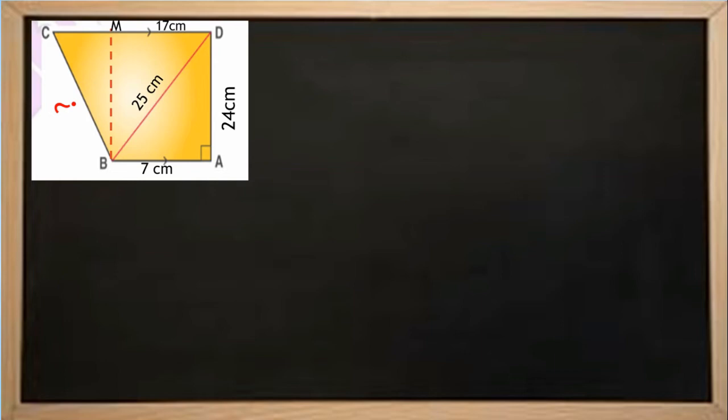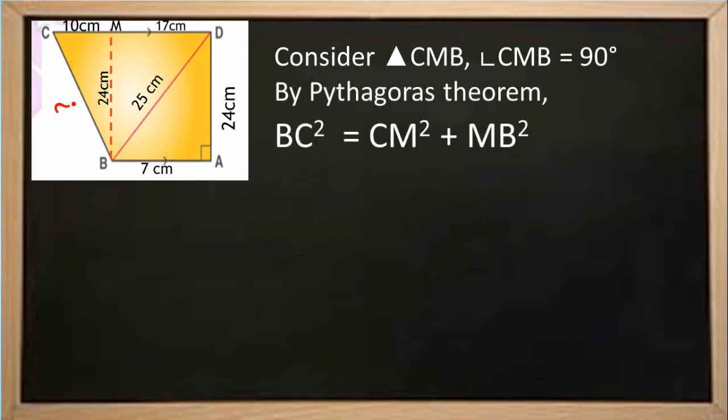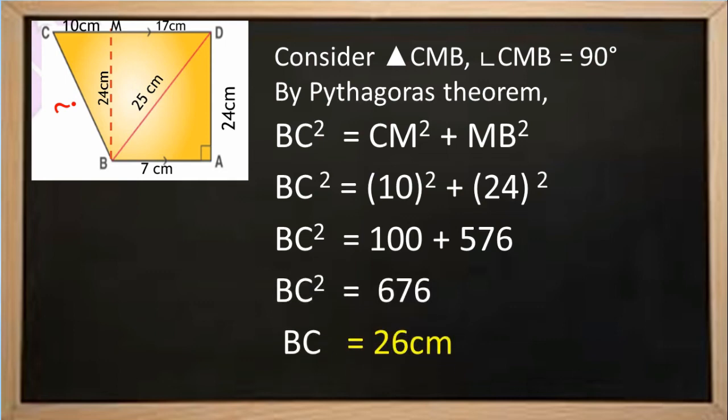So if AD is 24, already we have defined that BM is 24. If BM is 24 and CM is already taken as 10 centimeter, we can consider the triangle CMB where angle M is 90 degrees and the side opposite to angle M is BC, that is the hypotenuse. So BC square is equal to CM square plus MB square. BC is to be calculated, CM is 10 and BM is 24. Hence the value of BC will be equal to 26 centimeter. I hope you know how to find the square root, children.